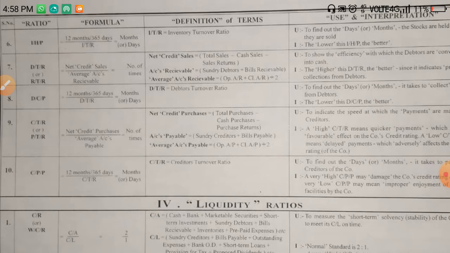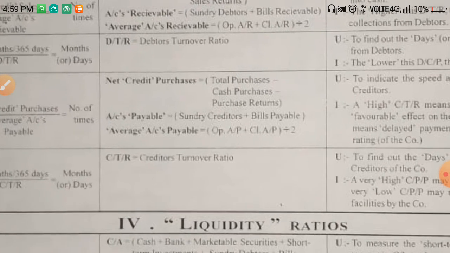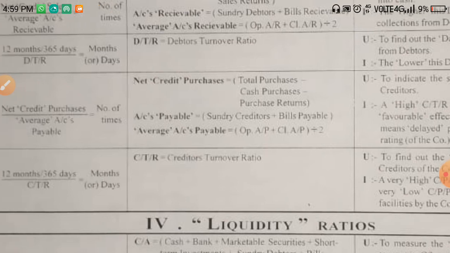Next, creditors turnover ratio, net credit purchases divided by average accounts payable. How to get net credit purchases? Total purchases minus cash purchases, you will get net credit purchases. Accounts payable includes sundry creditors plus bills payable. Opening accounts payable plus closing accounts payable divided by 2, you will get average accounts payable. So this is how it will be done.